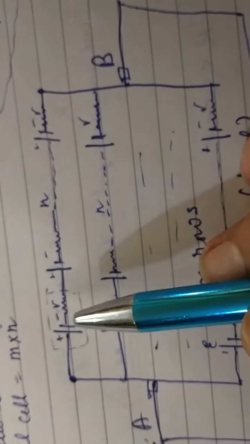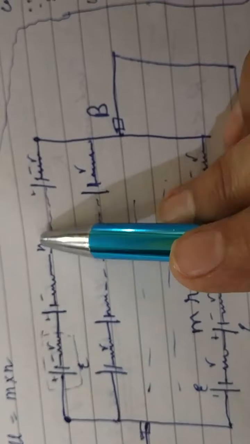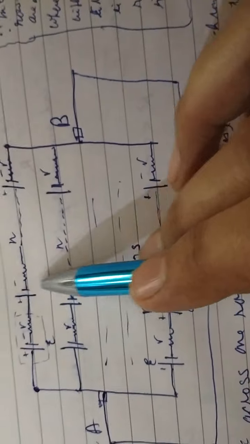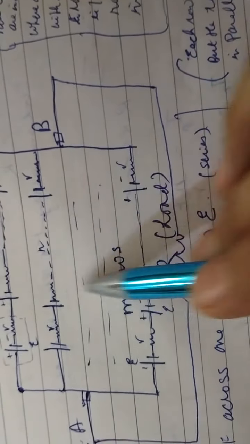It will be NE. Effective EMF in the first row is NE and internal resistance is Nr. For the second also NE, third also NE and Nr, here also NE and Nr. Now all these are connected in parallel. These rows are connected in parallel.